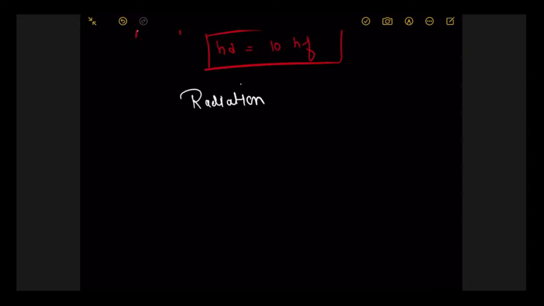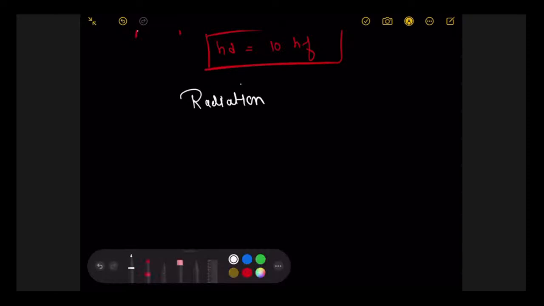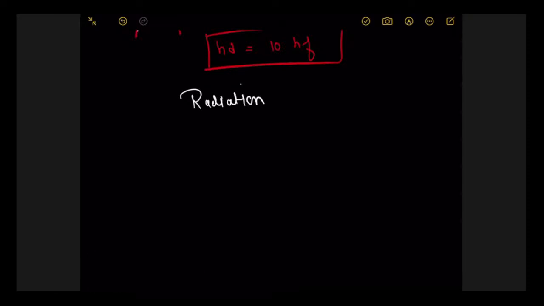So radiation, basically for conduction, we have seen medium is required and medium is not moving. But for convection, we have seen the medium is required and medium is moving. Radiation, no medium is required. There is no need of medium. It can travel through vacuum also. So if medium is there, it's okay. If medium is not there, then it is also okay.